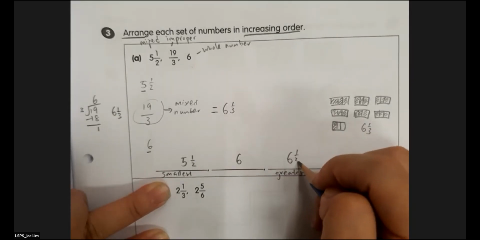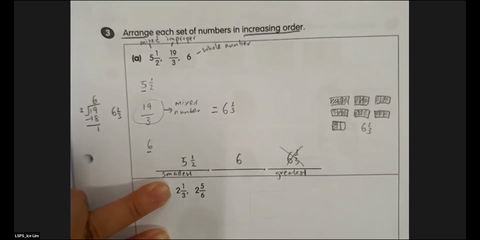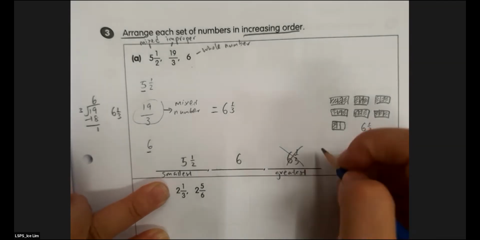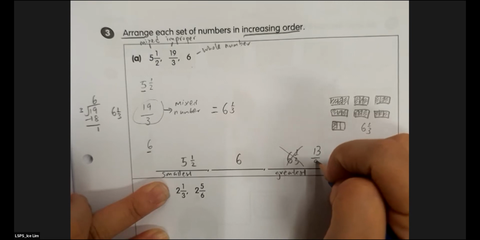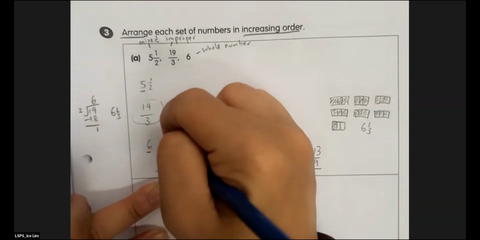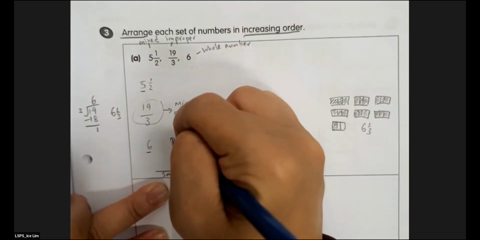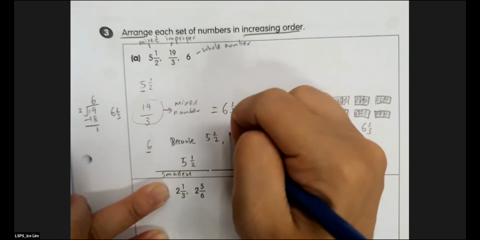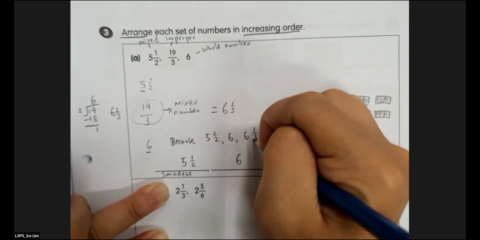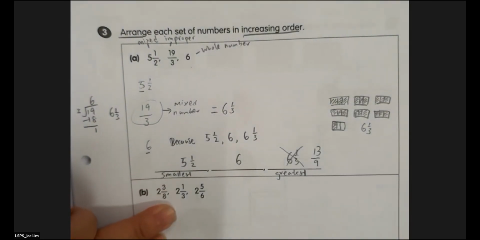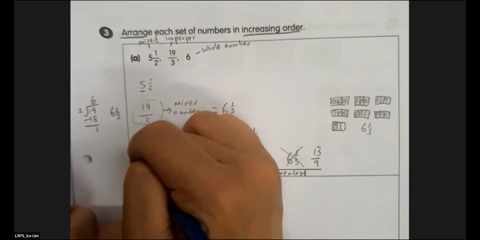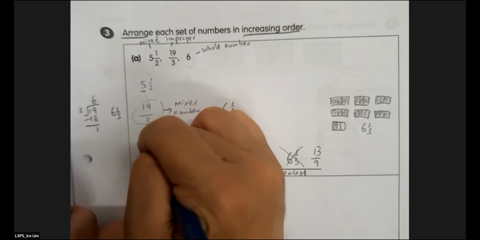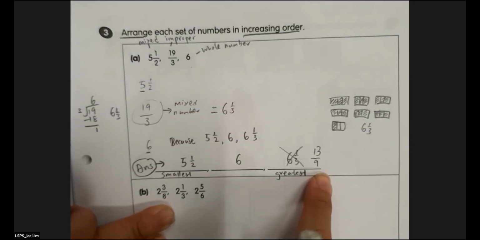if you write this, it's wrong. What should you be writing? Because it's 5.5 followed by 6, followed by 6 and 1/3. But in the answer, your final answer, you need to write 13/9.